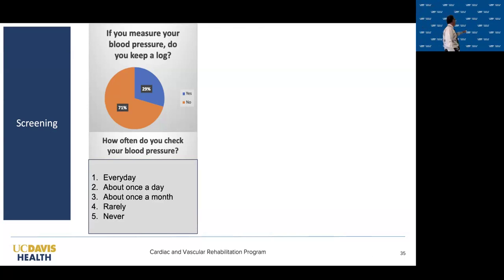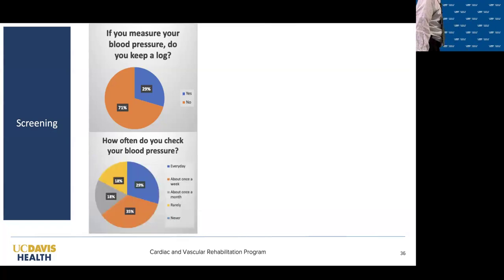Okay, how often do you check your blood pressure? So those of you that check your blood pressure, you do it every day, about once a day. That's actually once a week, it's supposed to be. About once a month, rarely, never. Who does it every day? Those of you that have blood pressure and a machine, any of you do it never?